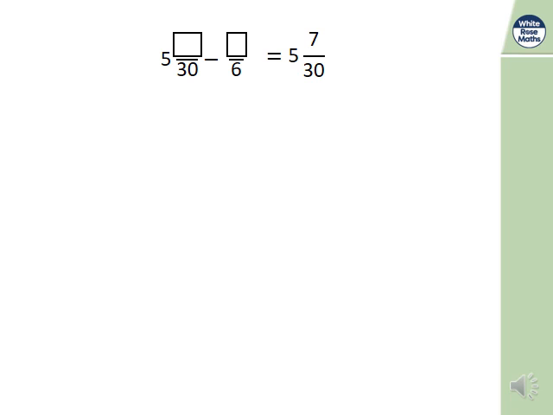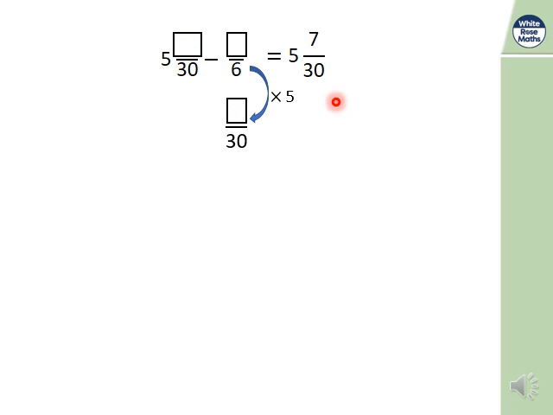So having a go, what would you do about this problem here? We've got 5 wholes and our numerators are missing. We have a denominator of 30 and a denominator of 6, but our answer must be 5 wholes and 7/30ths. So the first thing we would need to do is multiply by 5 to change our 6 into 30ths. Now we've got to come up with 5 wholes and something 30ths, take away something 30ths as well. What could go there? We could have 14 30ths, take away 7 30ths. That could be a possibility.